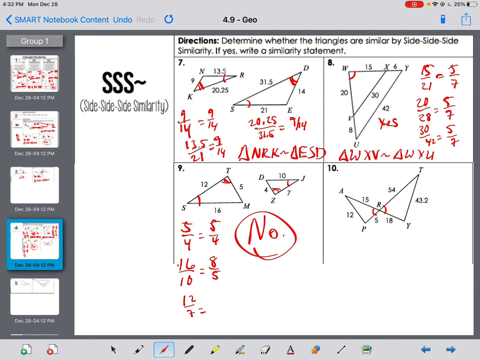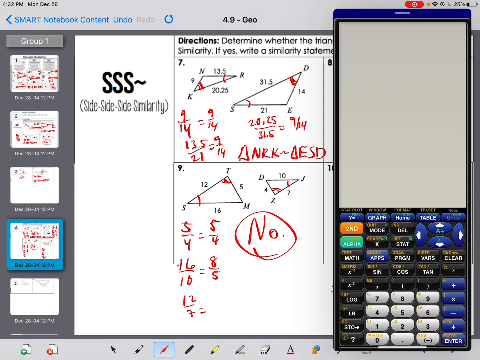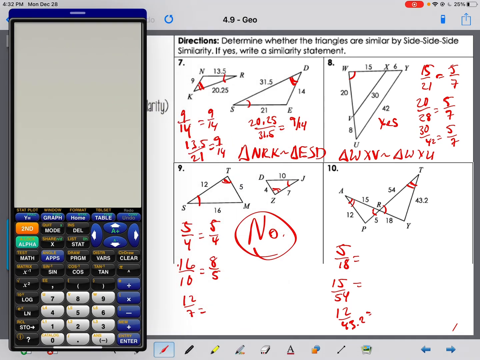Number 10. Let's see. What do we do here? We know these guys are the same. I'm guessing the butts are supposed to be the same. So this one and that one. So we can figure out which pieces fit to which pieces. So it should be 5/18. Needs to equal the same thing as 15 to 54 and 12 to 43.2.